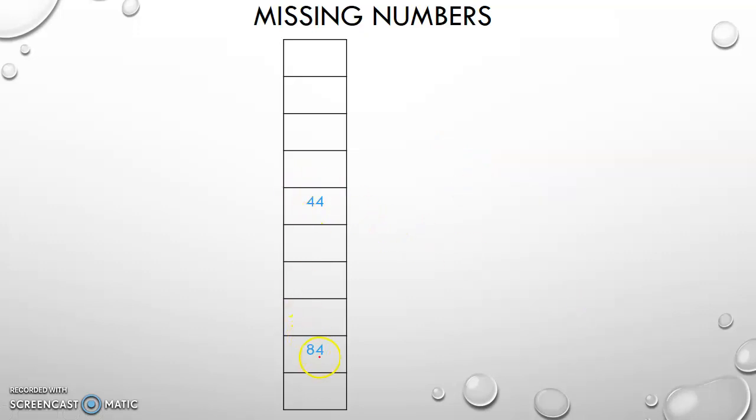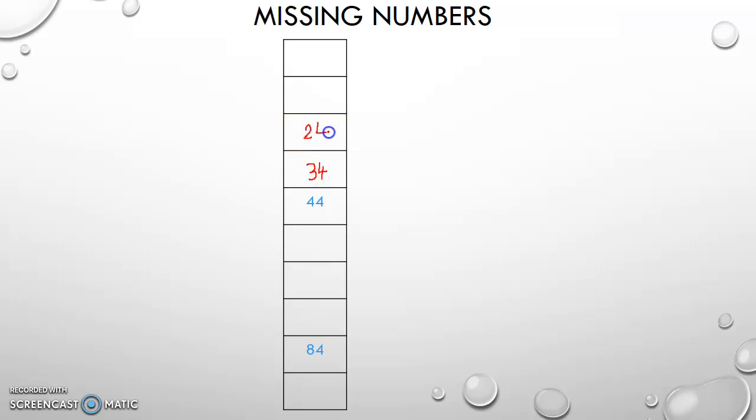We are given 44 and 84. Moving in a column, the digit in the ones place remains the same. But 4 ones. As we move up the column, it decreases by 10. The digit in the tens place decreases by 10. Here 4 ones. 4 നേക്കാളും 1 കുറവ് എത്രയാണ്? 3. So here we have 3 tens and 4 ones, 34.